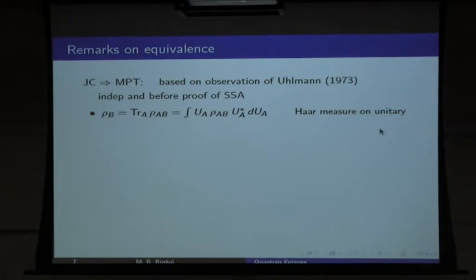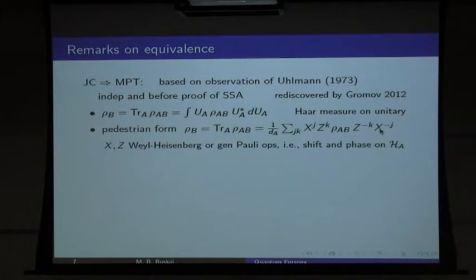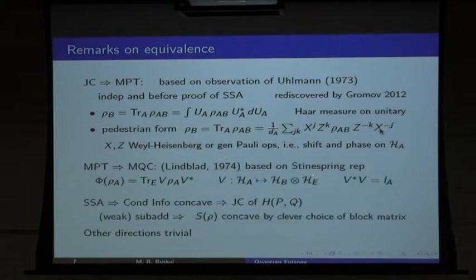It's interesting, there's a small industry of simple proofs of strong subadditivity, and a year or two ago, I got one from Gromov, who had rediscovered Ullmann's formula. And if you want to be more pedestrian, you don't need to integrate over Haar measure. You can simply take the Weyl-Heisenberg operators, conjugate with them, and add them up. That's simply a discrete version of what Ullmann did. Okay. And the other equivalences are easy to show. Some of them are trivial, some of them take 2 lines.